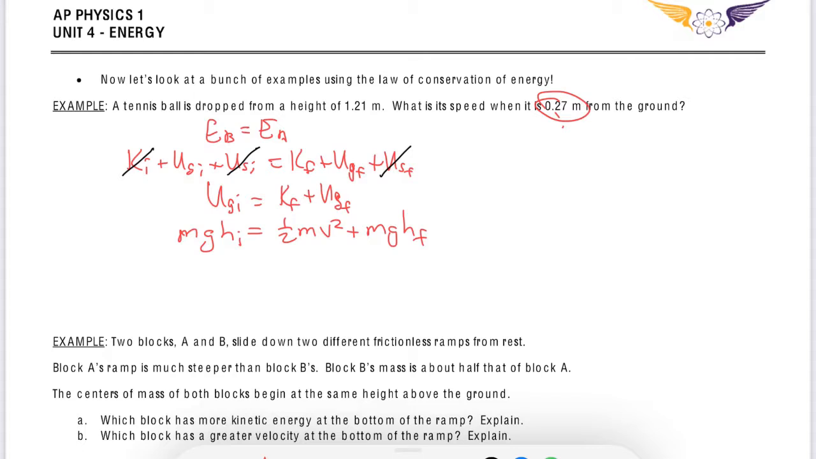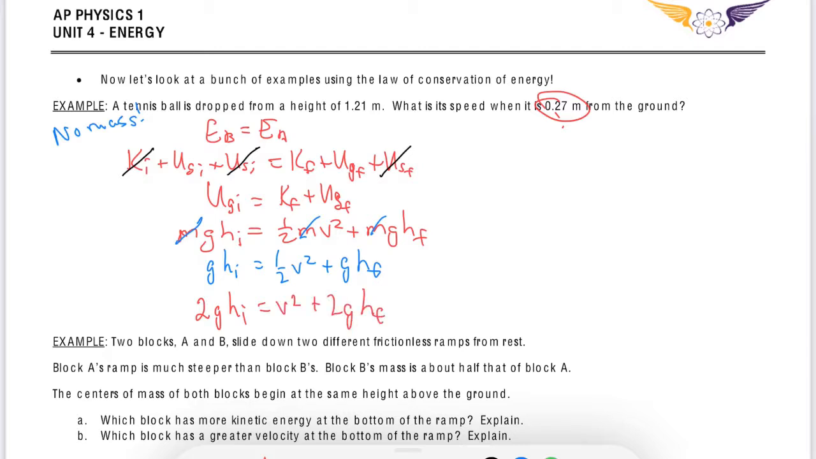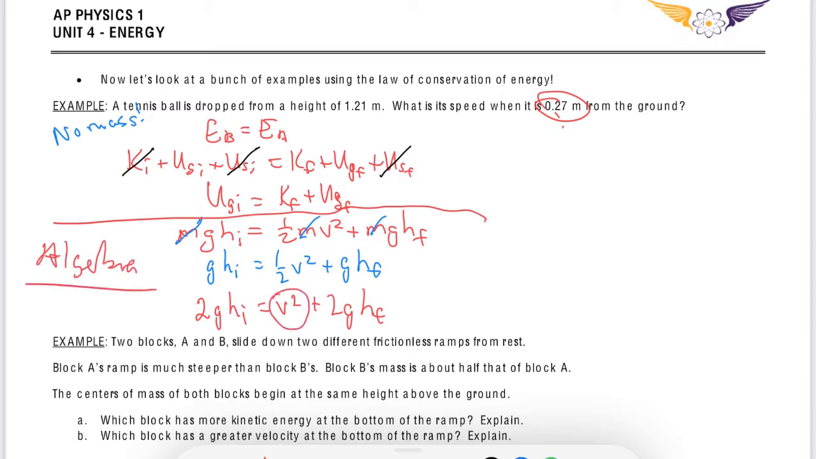Now one thing you notice is they don't give us the mass. Oftentimes in these problems they don't, because as long as it doesn't involve a spring, mass will always cancel out. And so I end up with G HI equals 1/2 V squared plus G HF. I can get rid of the 1/2 by multiplying everything by 2. After this point, it just becomes an algebra game, working my way down to what I'm looking for, and it's going to be that V squared, or essentially that V.